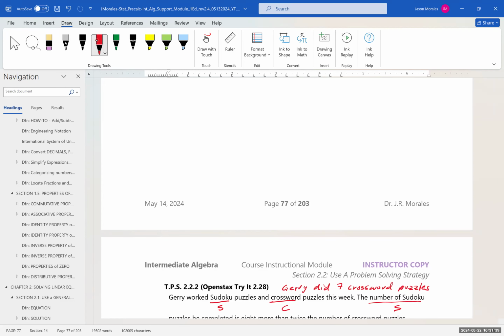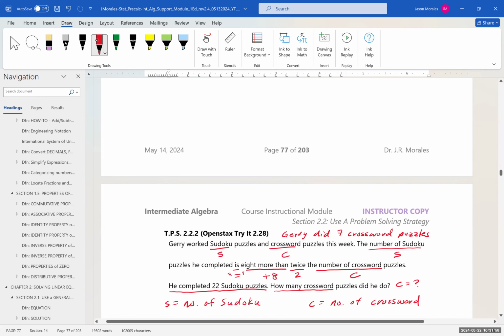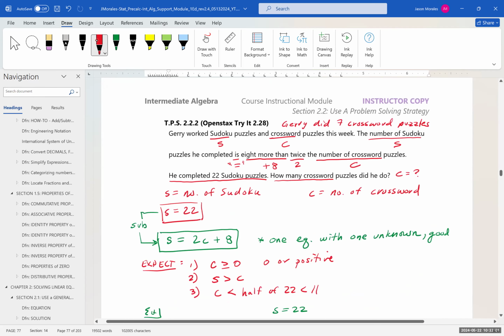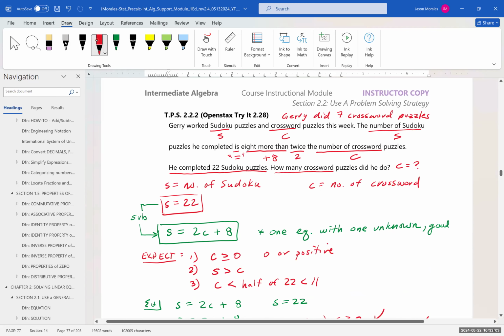Pause the video now, and when you come back after you try it, you can watch the solution of this one. So go ahead and pause. Okay, welcome back. So hopefully you gave this a try. And here's the solution as I worked it out. So let me walk through this.